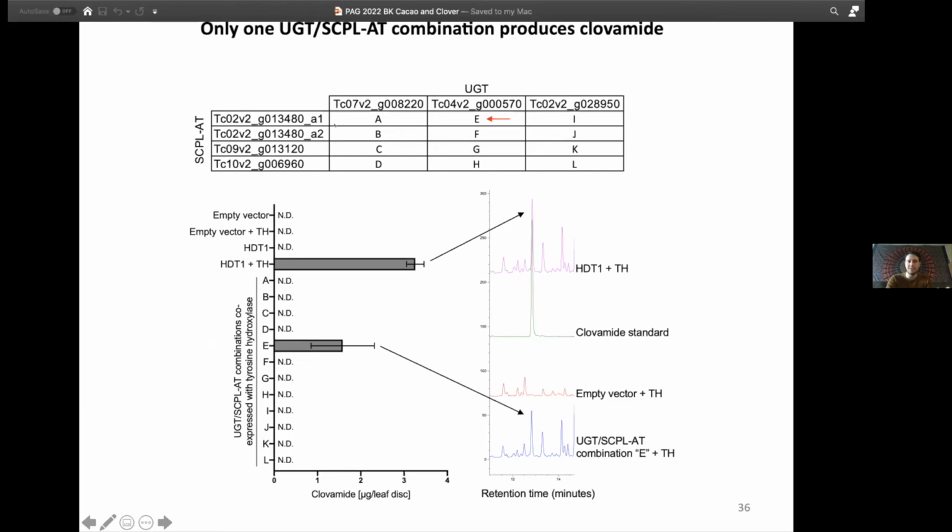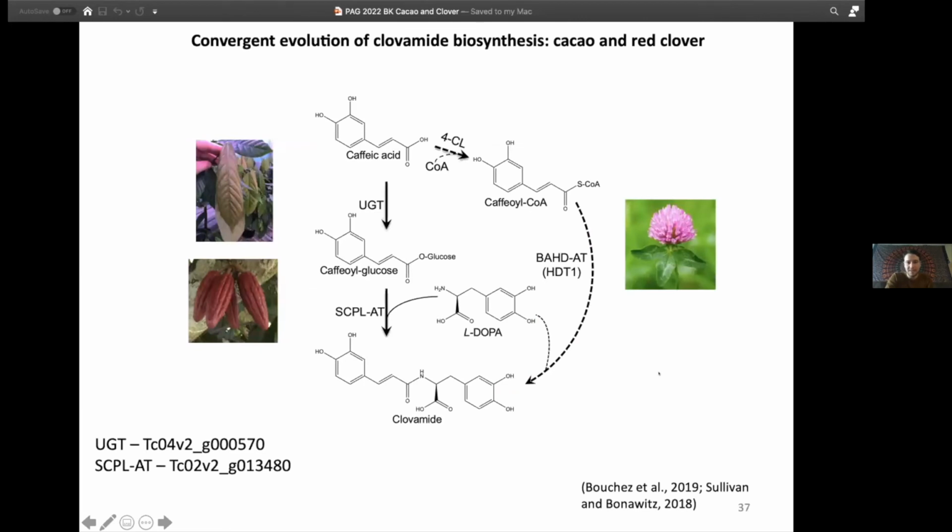So that was this UGT and this SCPL, that one. And then here I just have the control, which is the BAHD-acyltransferase from clover. Thanks to Michael Sullivan from the USDA research station in Madison, Wisconsin for sharing that coding sequence. But so yeah, we found a UGT and an SCPL that do the job. So that represents an example of convergent evolution. We have the BAHD-acyltransferase pathway in red clover, and we have the UGT-SCPL pathway in cacao. And there is no orthology between the SCPLs and the BAHD-acyltransferases.